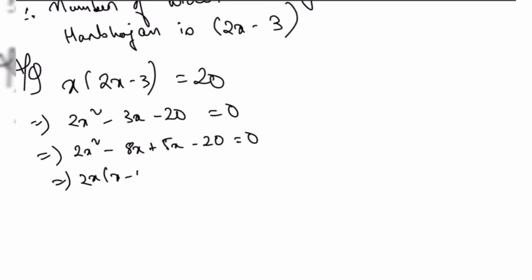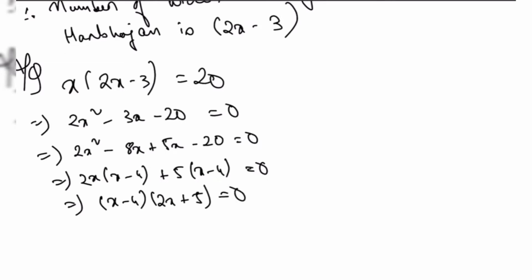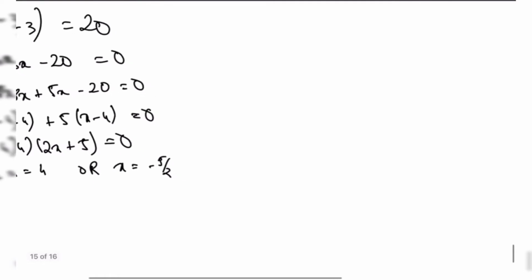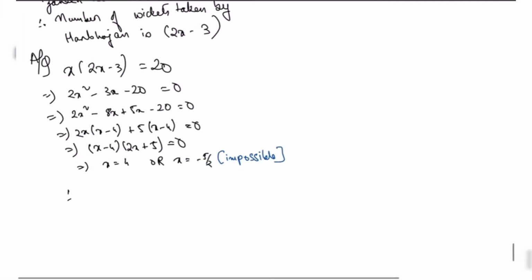Implies 2x times x minus 4 plus 5 times x minus 4 is 0, implies x minus 4 times 2x plus 5 is 0, which means x equals 4 or x equals minus 5 by 2, but x is the number of wickets, so minus 5 by 2 is impossible, which gives us x equals 4.